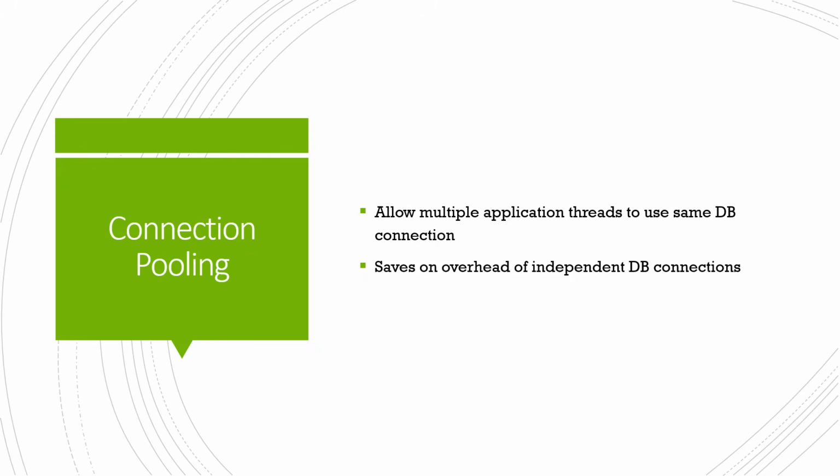Connection pooling is a pretty simple thing to do. A metaphor for it is carpooling, where everybody rides in the same car to save resources or save money. In this case, instead of every application thread using its own connection, they're pooled together and use the same one. So it saves on the overhead of independent connections to your database.